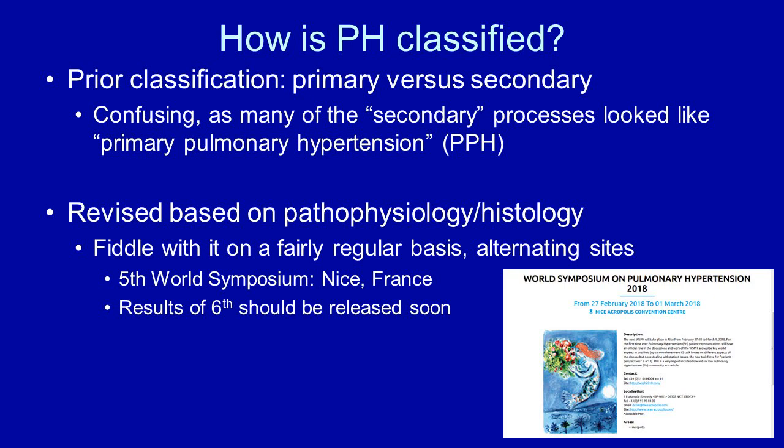in that primary pulmonary hypertension looked very similar to a bunch of secondary pulmonary hypertension diseases and looked very different than the others. As a result, the WHO gathered people together to reorganize the classification system, and they came up with a format based on the pathophysiology and the histology of the disease.